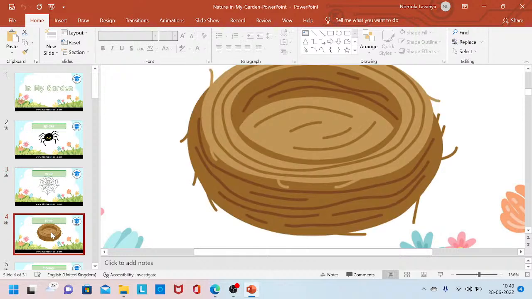And what is the next one? Yes, in the garden we also see a nest. So what is a nest? Actually, a nest is the house of birds. A nest is a house of birds. We also see this nest near trees, right? They just build it on the trees. So we will be able to find these in the gardens.